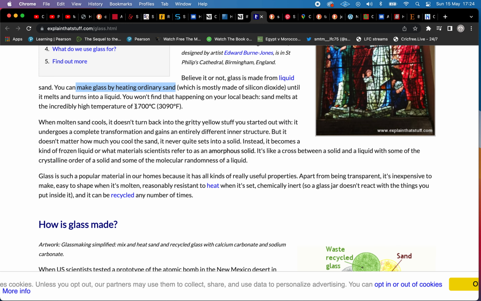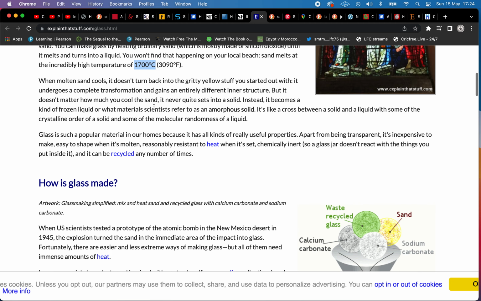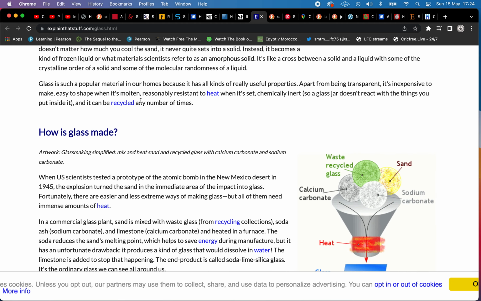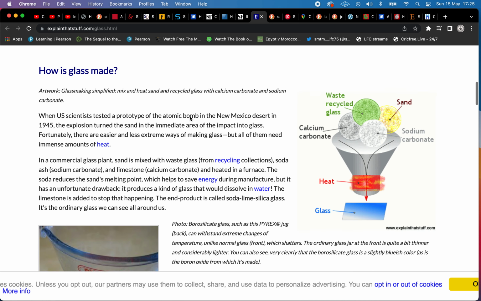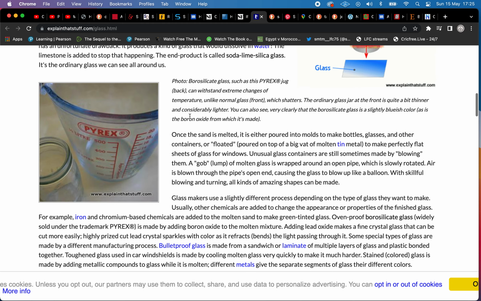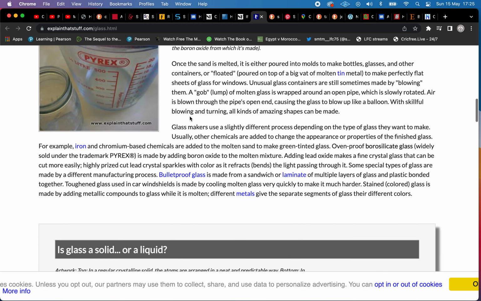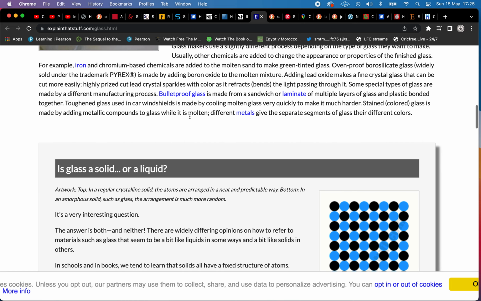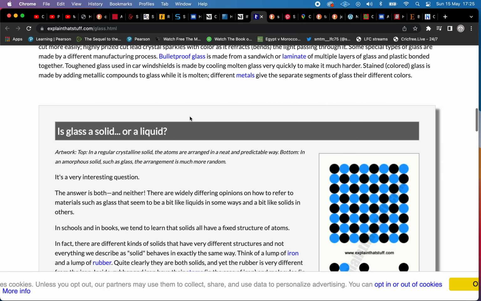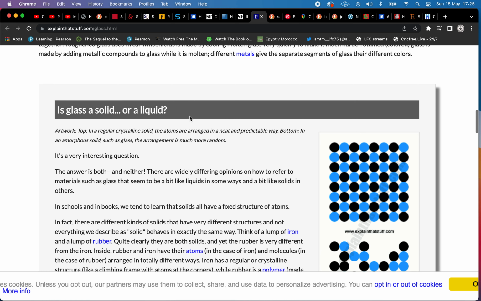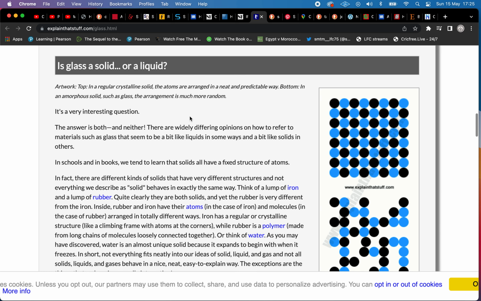And that's at 1,700 degrees centigrade. It says it's inexpensive to make, it's easy to shape when it's molten, and reasonably resistant to heat when it's set. And it's chemically inert, can be recycled. You can make bulletproof glass. So it's both a solid and a liquid.